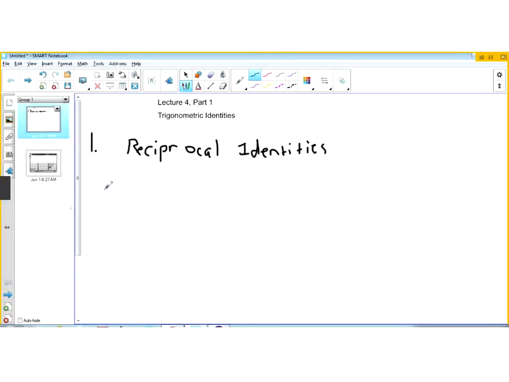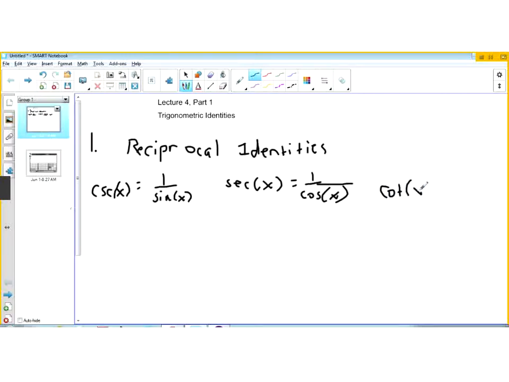All right, so for instance, we know that the cosecant function is equal to 1 over the sine of x. Okay, so that's 1. We know that the secant function is 1 over the cosine of x. And these should be memorized. And let's see, then we have the cotangent of x is equal to 1 over the tangent of x.